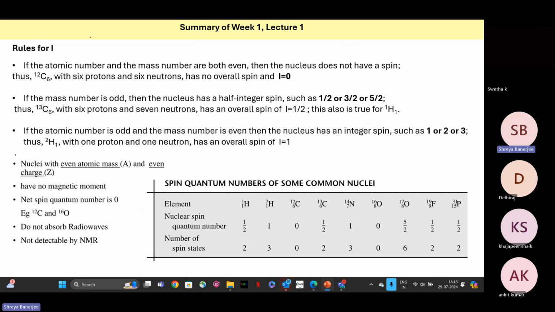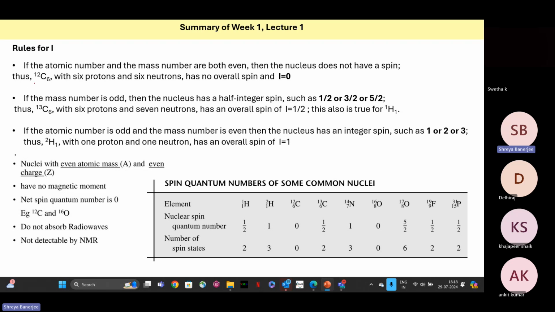So what are the rules for this angular momentum quantum number? Is it that all nuclei will show NMR peaks, or are there certain nuclei which are NMR active and certain which are not NMR active? So there are certain rules for this. The first thing is that if the atomic number and mass number of a nucleus are both even, then the nucleus does not have a spin.